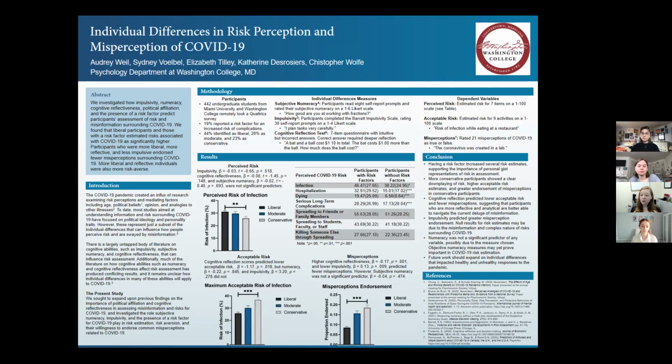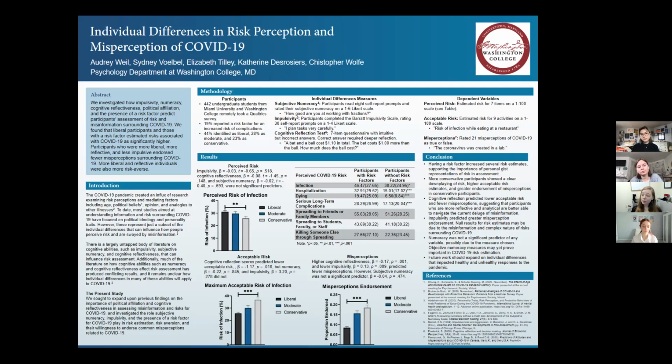So participants who are more reflective, who are more analytic in their thinking style, are less likely to accept risks to go grocery shopping or to go to the gym. However, we didn't see a significant effect of subjective numeracy or impulsivity. Once again, though, we saw that political affiliation played a significant role, with conservative participants having significantly higher acceptable risk estimates compared to liberal participants.